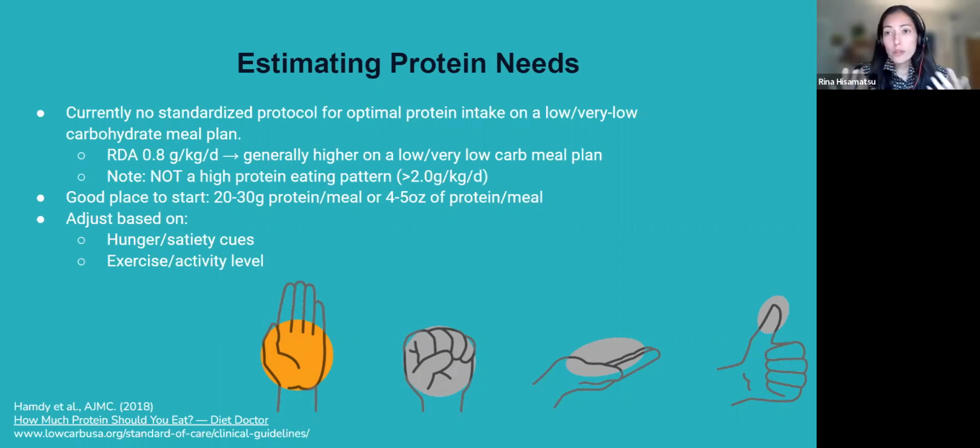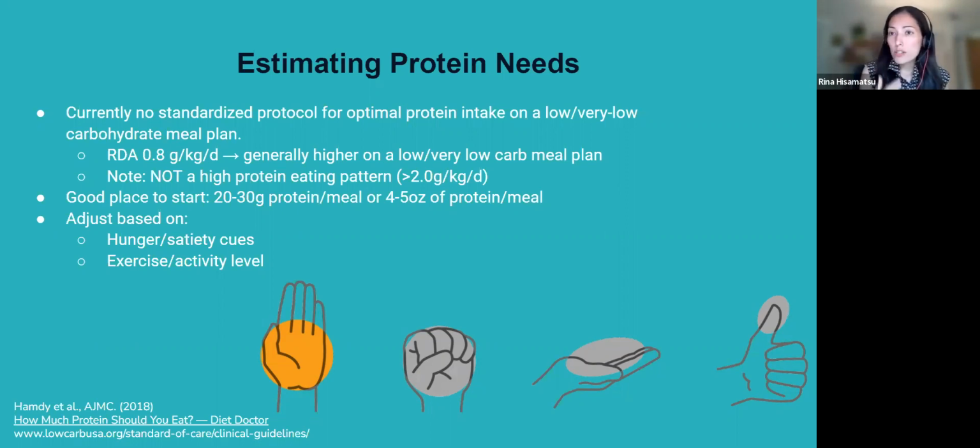At MCT2D, we encourage a good place to start when it comes to protein intake is between 20 to 30 grams of protein per meal. That generally equates to about 4 to 5 ounces of protein in terms of weight. I always like to use sort of a visual when counseling. So typically in terms of protein amount, I like to use the hand portioning method. So generally about 4 ounces is a bit bigger than the size of an individual's palm, about the thickness of a deck of cards. So that's a great place to start with patients.